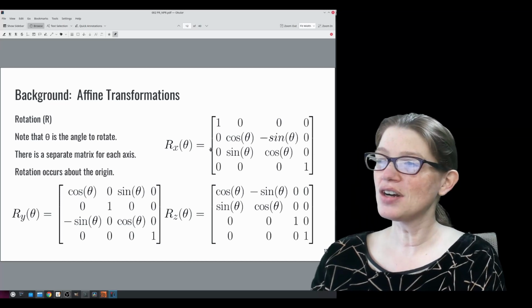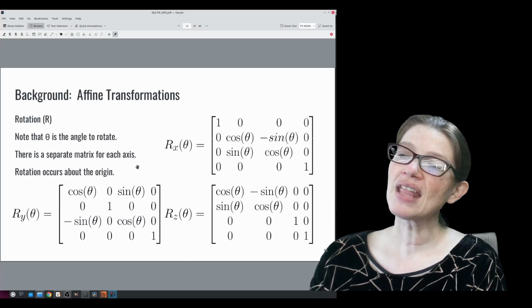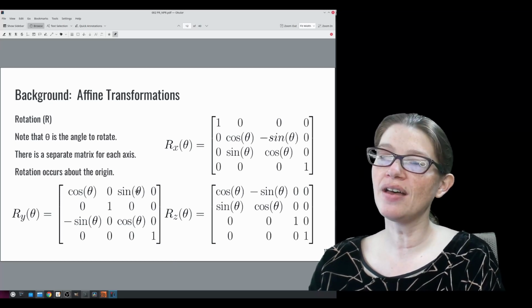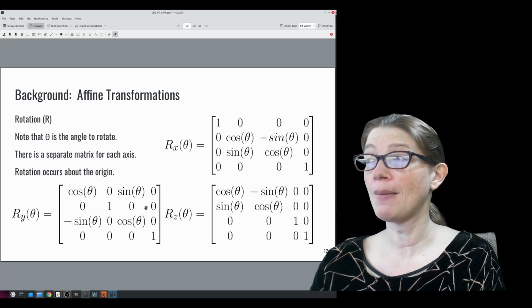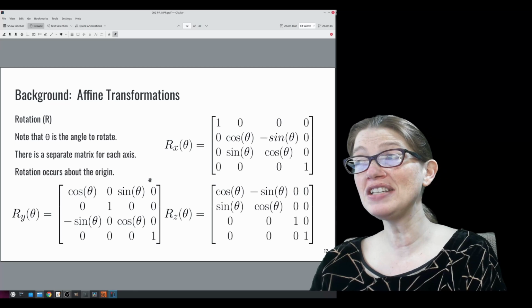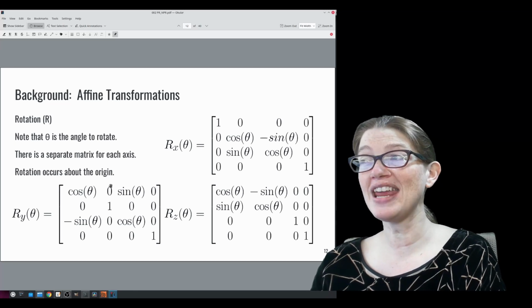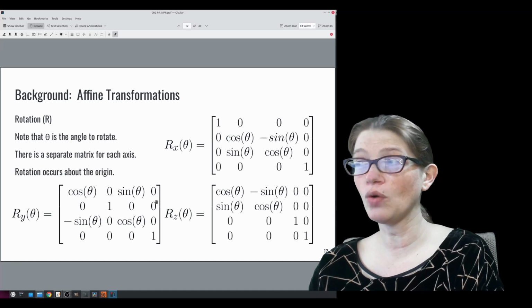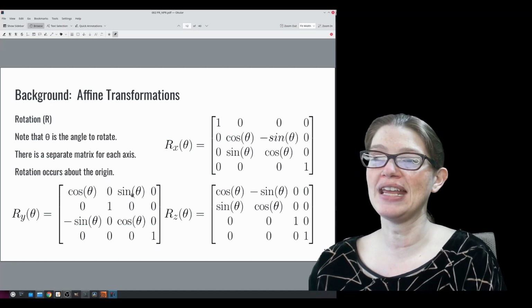So these are our different matrices. If you were doing this in code, most of the trigonometric functions specify the angle not in degrees but in radians. So if you're going to write this in code, make sure you convert degrees to radians as appropriate.